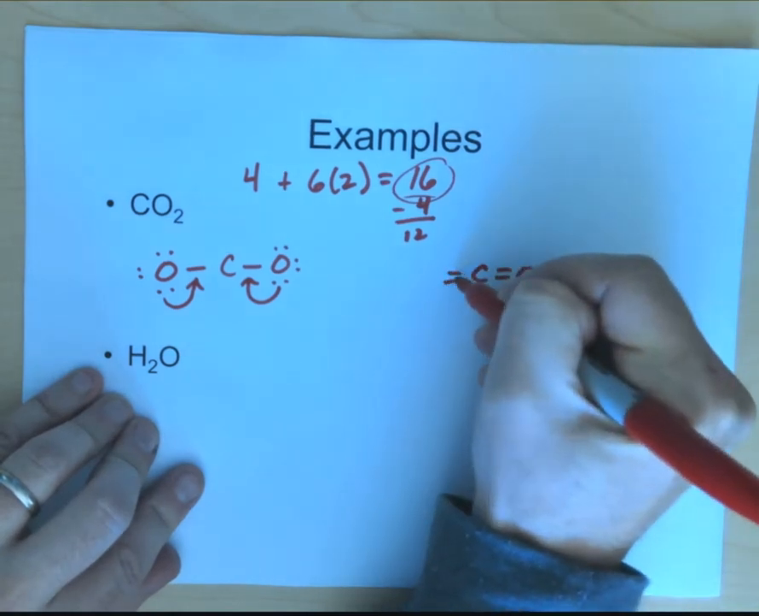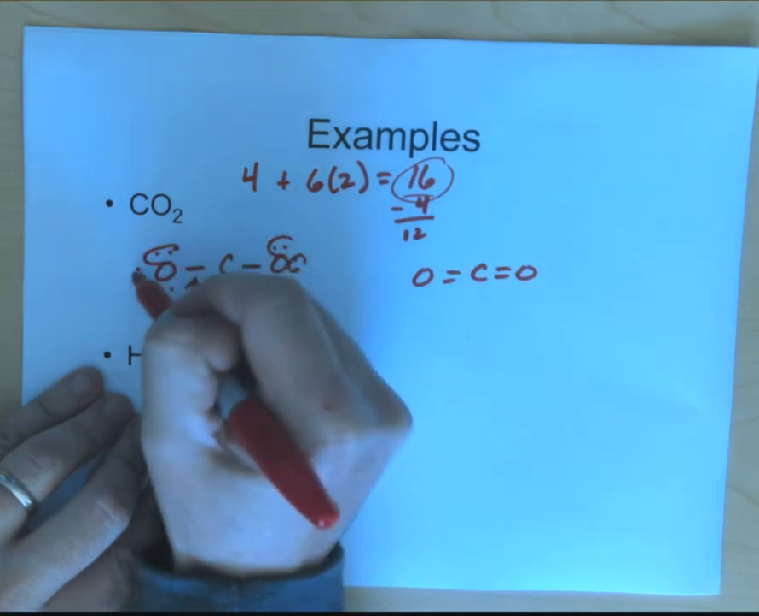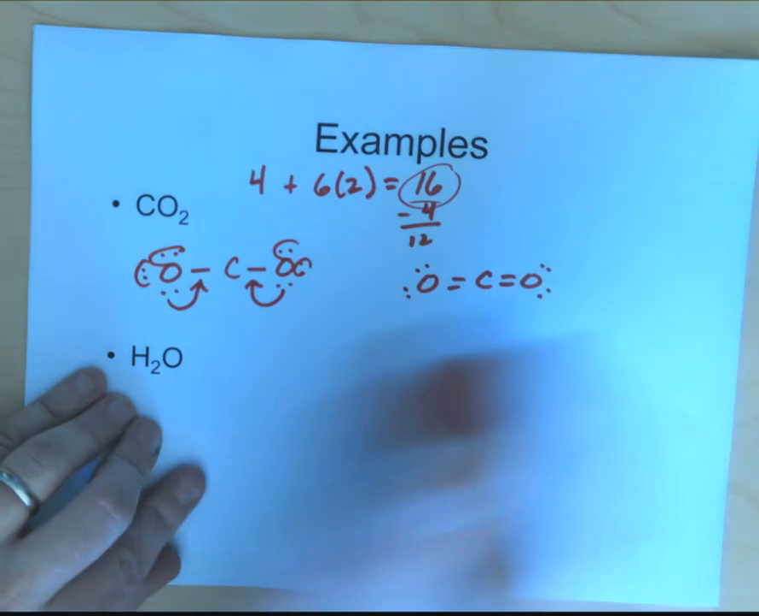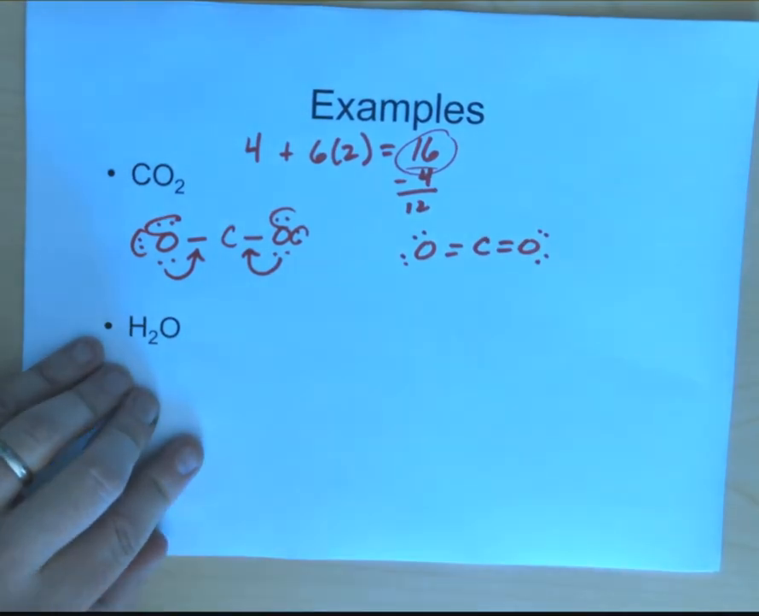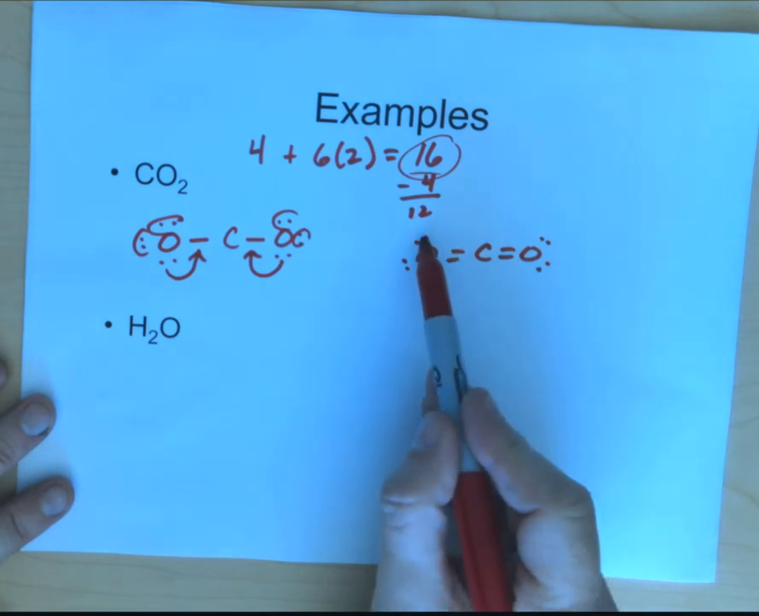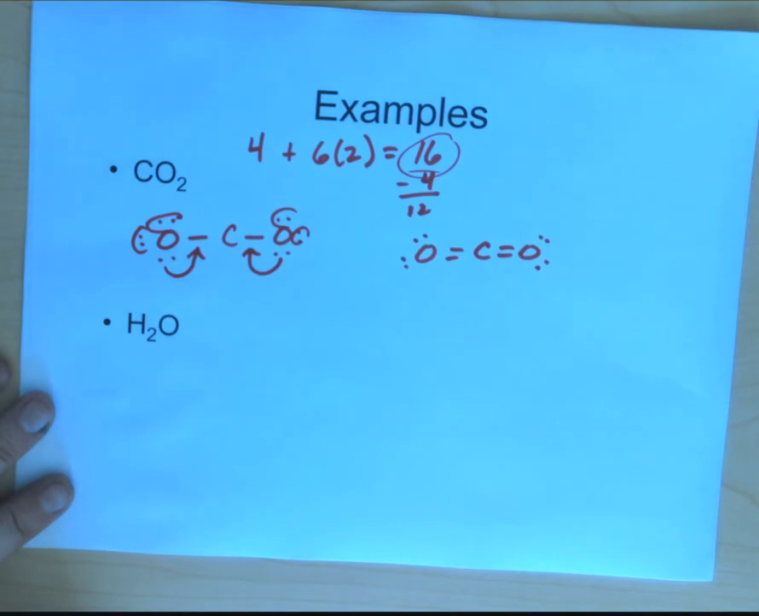So we'll have a pair of double bonds between carbon and each oxygen, and there are still 2 pairs of non-bonding electrons on each oxygen atom. This is the Lewis structure for carbon dioxide. We can still check the total number of electrons: 2, 4, 6, 8, 10, 12, 14, 16, and it matches.